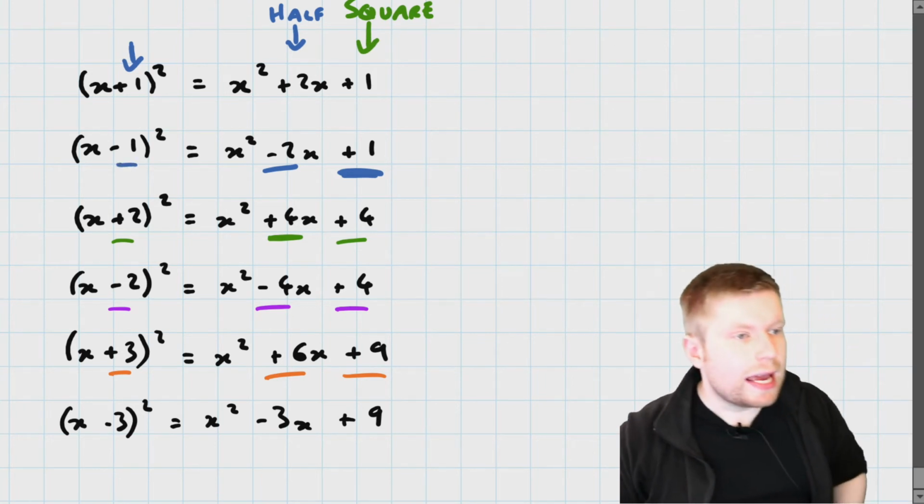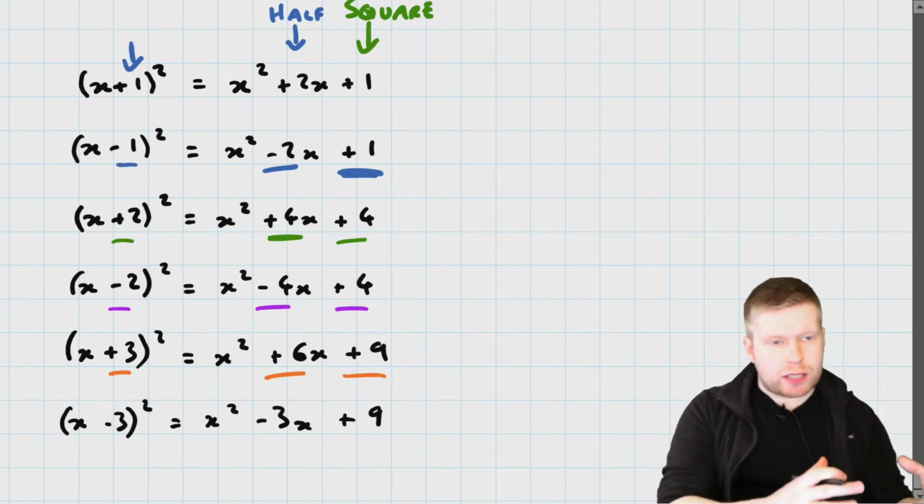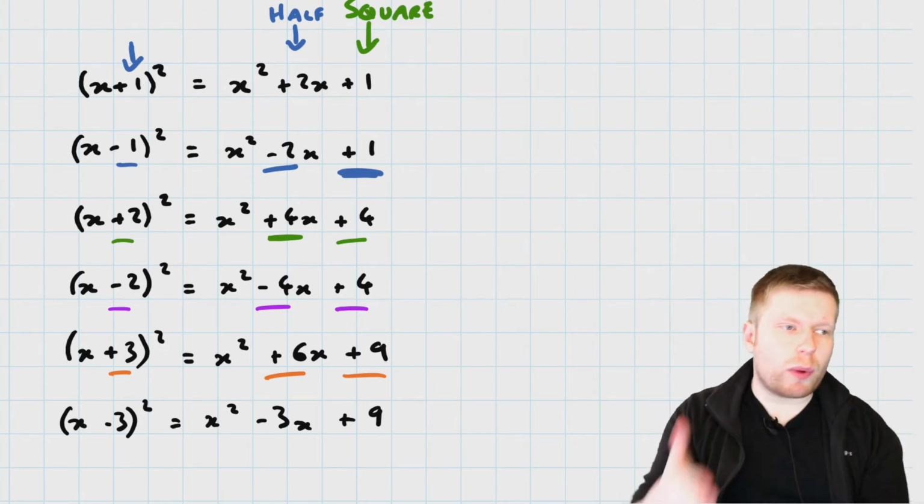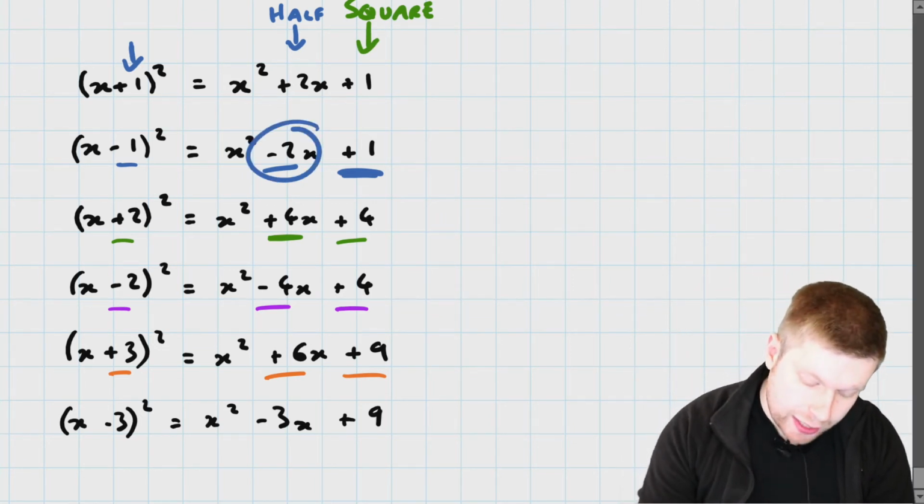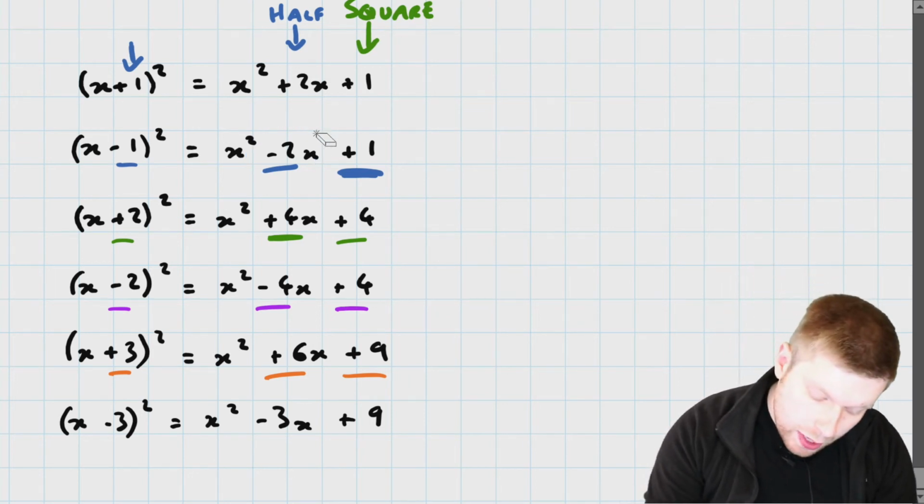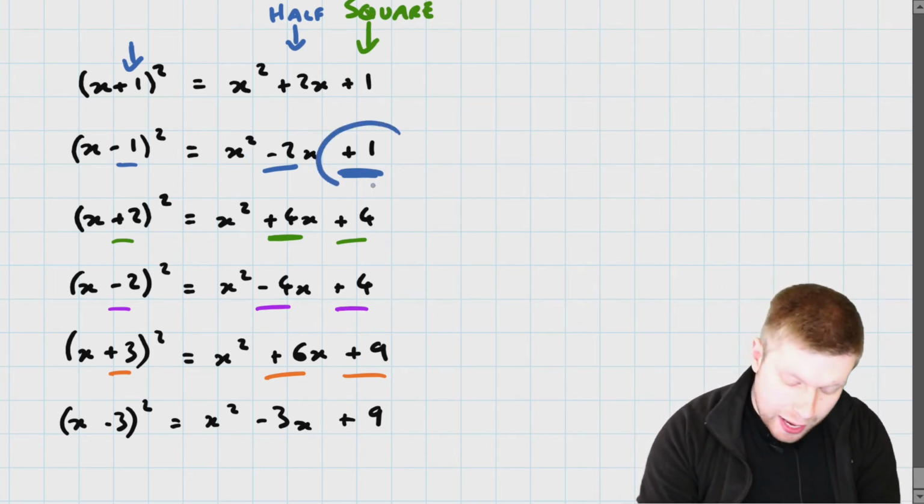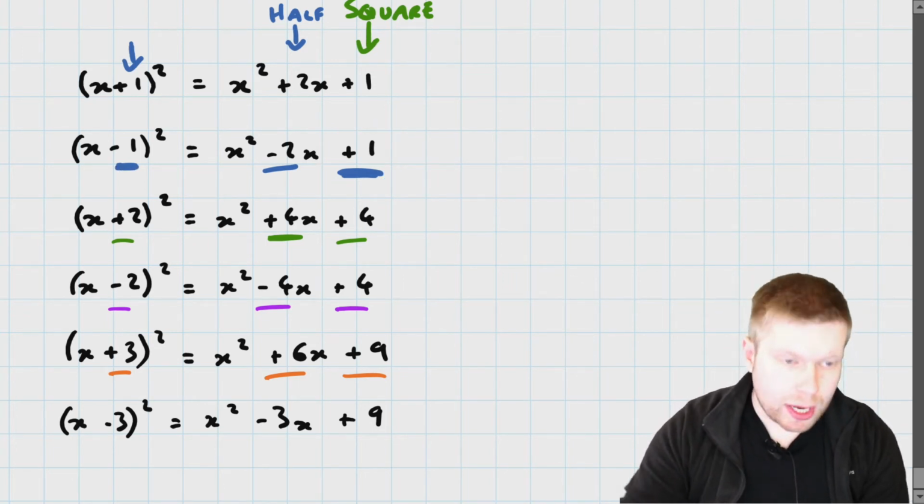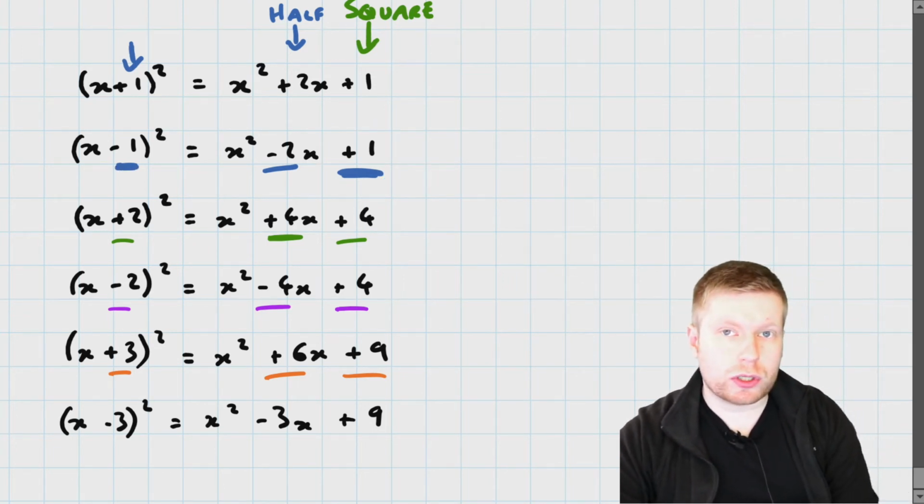So in other words, the relationship between the factorized perfect square and the expanded perfect square is that the thing inside the brackets is always half of whatever the coefficient of x is, so half of that middle term, and the last number of the expanded form is always the square of whatever appears inside the brackets. So that's a really important feature that I want you to notice.